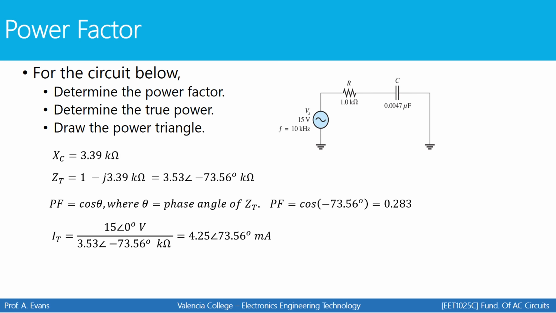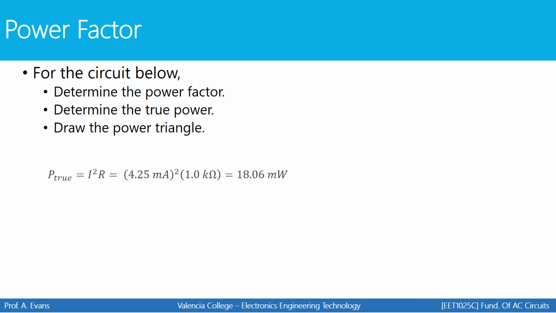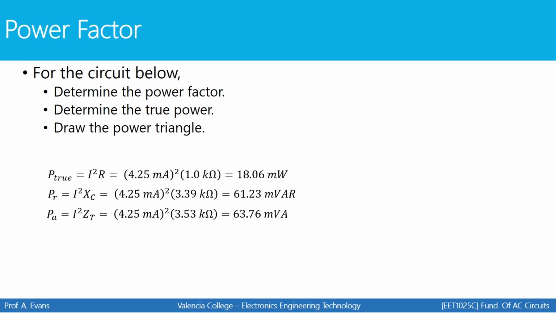Next, I'm going to calculate the total current in the circuit because I'm going to need that to find true power. So there's the total current. True power is I squared times R. Notice I'm not using any phasors here. We can just use magnitudes when we calculate power. There's your reactive power, I squared times XC. And then your apparent power, I squared times ZT.